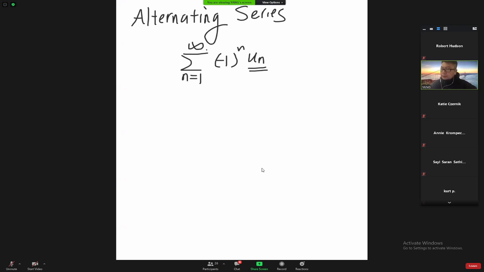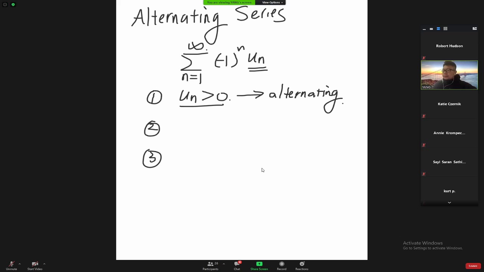So how do we justify that this converges? We need 3 conditions. The first one is u_n bigger than 0. This condition guarantees it's alternating, because if u_n is bigger than 0, the series will be positive, negative, so it's called alternating. Number 2, u_n should be decreasing. And number 3, u_n goes to 0. As long as these 3 conditions are satisfied, then the series converges.